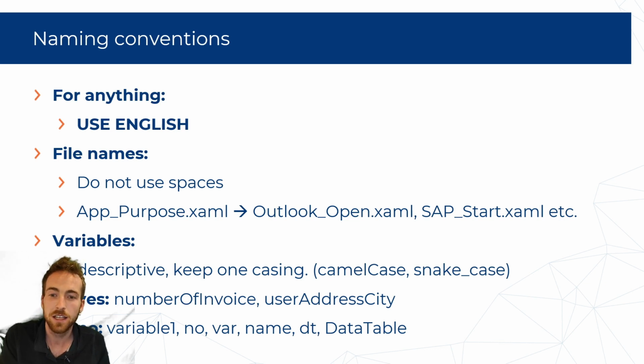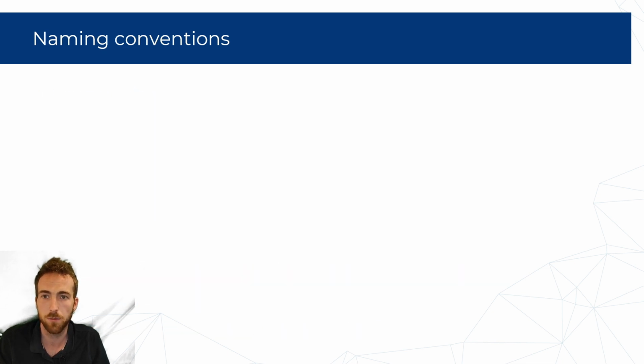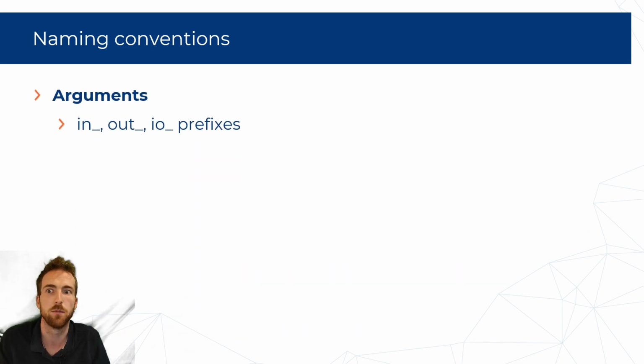And please, keep one casing within the same project. Choose camel case, that means the first letter is small and the next word starts with a capital letter, or snake case, when you divide the words with the underscore, but just keep it the same within one project. There is no one rule for that. Just try to keep things nice. Good, that was naming conventions part number 1. Now naming conventions part number 2.